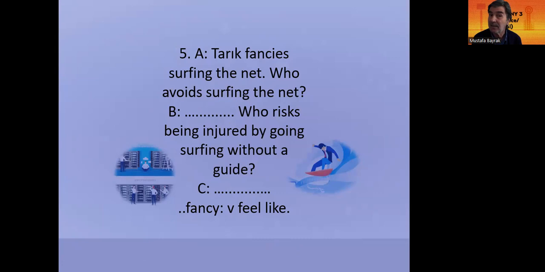Who risks being injured by going surfing without a guide? Of course, all children risk. Risk means although risky, they also prefer doing it. Who risks being injured by going surfing without a guide? My neighbor Faruk risks being injured by going surfing without a guide.